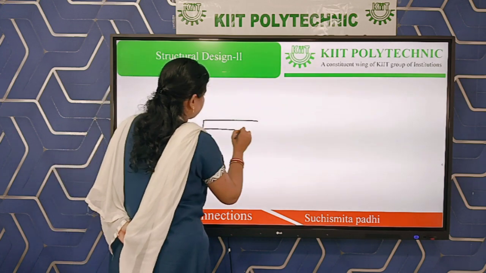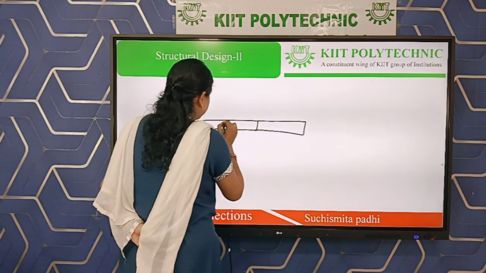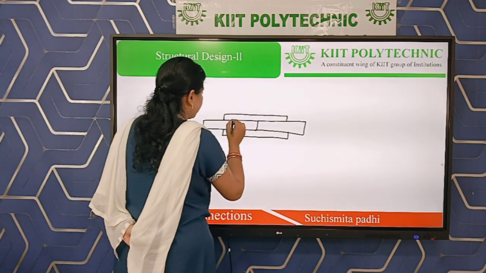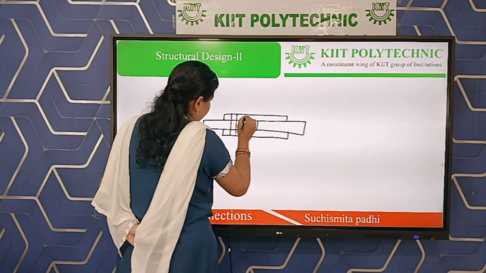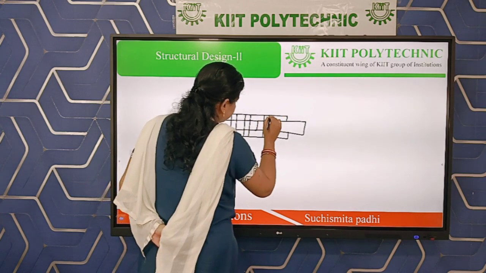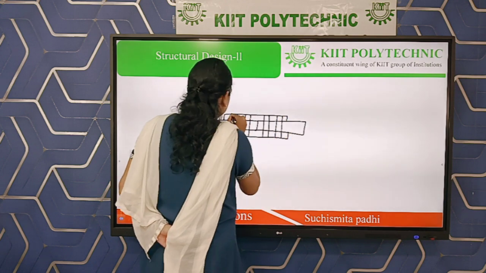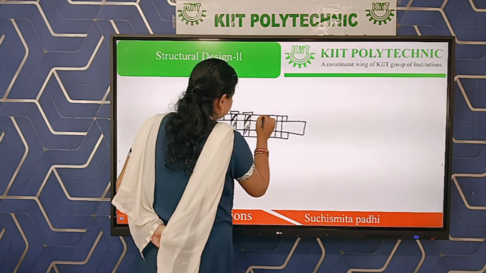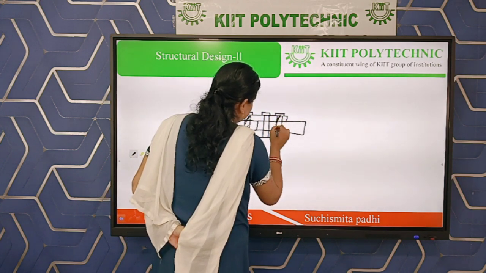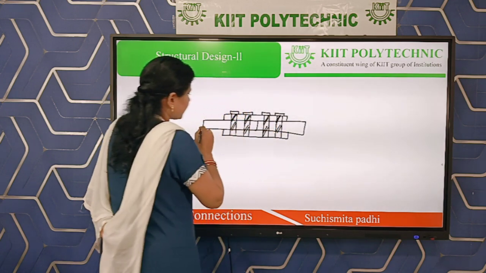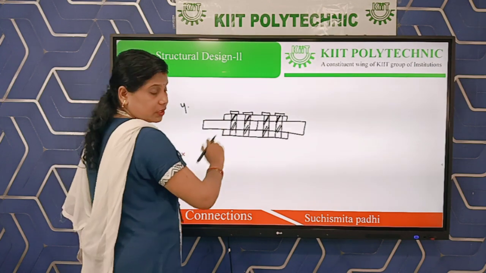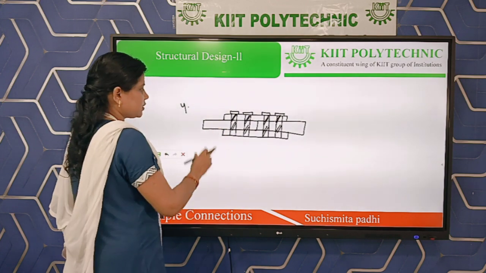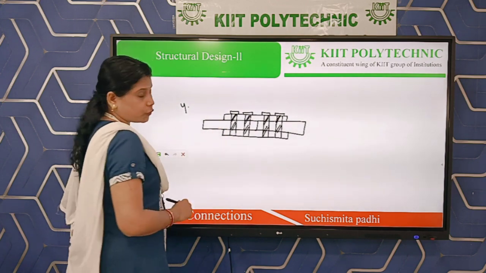This is the last one, the end-to-end connection. Double cover: we have to provide two covers, one cover at the upper end and another cover at the lower end. Then double bolted. This is number 4, double cover with double bolts. Double bolts means on one side we are providing two bolts. That's why it is named a double cover, double bolted butt joint.